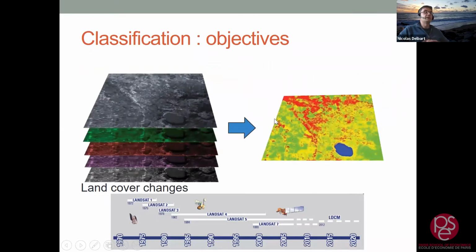The other objective of classification is to produce maps at different times in order to study the land cover changes. Because remote sensing is a good source of data to produce such maps in recent years, but also in the past, as for example, with Landsat 4, you can have data from 1982 with approximately comparable characteristics to Landsat 8 today. So you can study the land cover change over 40 years.